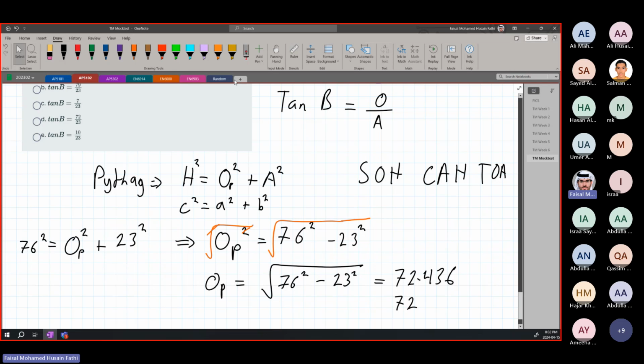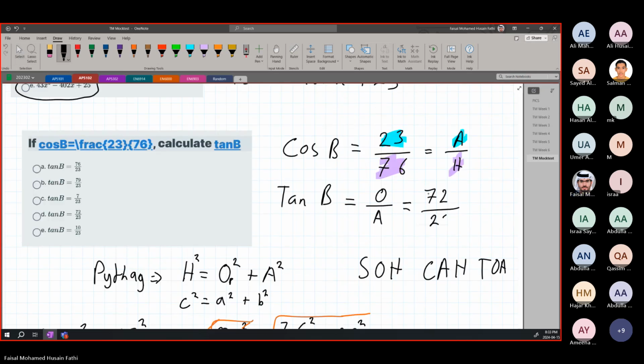So what do we know? Tangent is opposite over adjacent. Now that we have found our opposite, it's 72 over what is our adjacent? 23. So the answer is 72 over 23, which is D. This is how I would solve this question. Let's move on to the next one. Again, if you guys have any questions at any point, feel free to stop me and ask. It's fine.